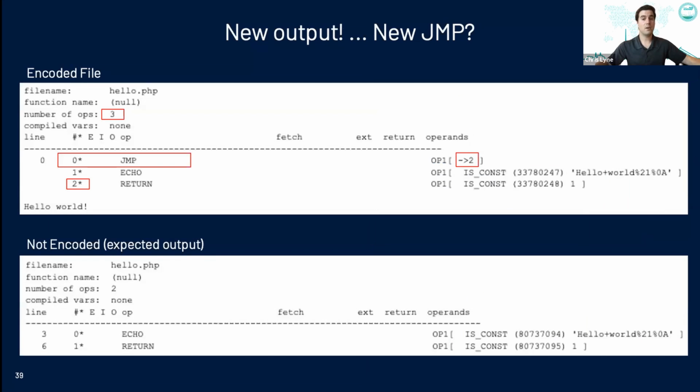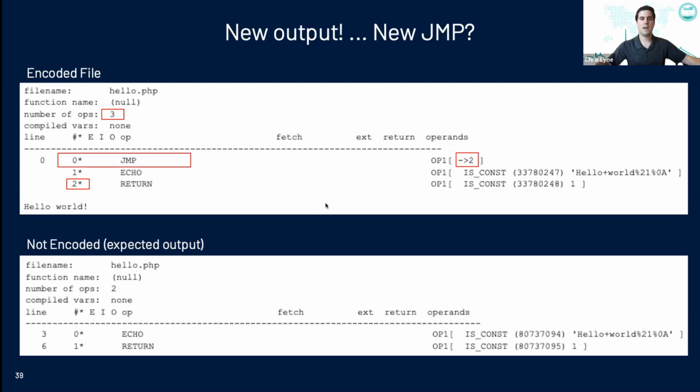And I got some new output. So that was pretty exciting. At the top here is my modified VLD against an encoded file, encoded hello world. And at the bottom here is VLD run against the hello world prior to being encoded. So this is not an encoded file. This is what we're expecting to get.